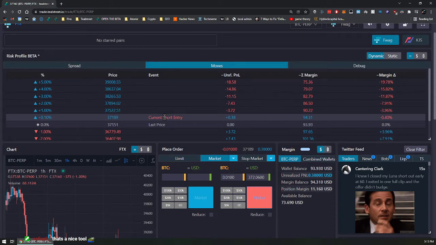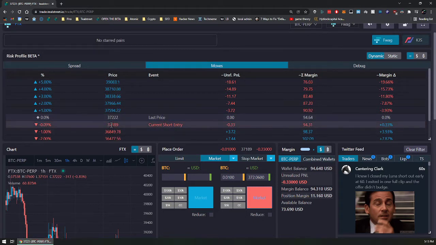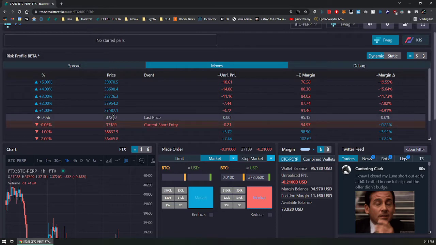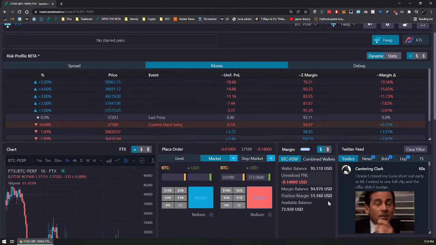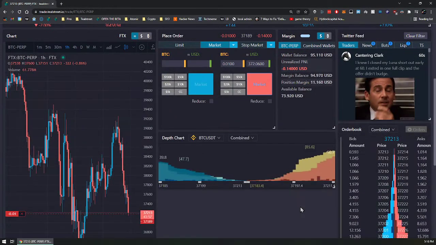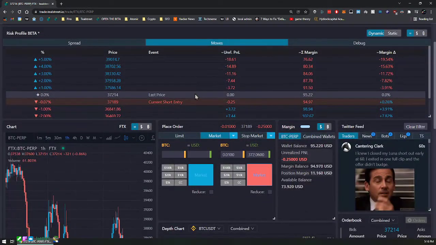But if you really don't want to long this price, it's starting to look bad, you should not stay in that long, because you're not in a long that entered at, here, we'll say a short that entered at 37,189. You're in a short that's currently at 37,210, which is underwater right now. This is what puts into perspective if you trade percent moves. So the moves is based on static or dynamic. So dynamic is based on last price.